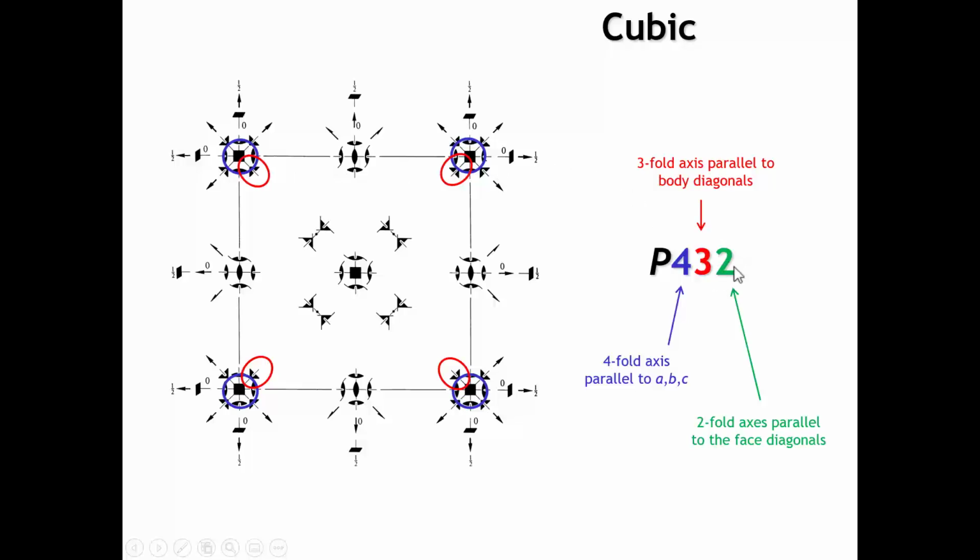And then finally, the third position is a lot like it is in the tetragonal case. It's going to be along the face diagonals. So here we see that we have a twofold rotation axis that runs along this diagonal of the AB face and along this diagonal of the AB face. And not just the AB face, it would be all the faces of the cube. So that's the symbolism used for a cubic space group.